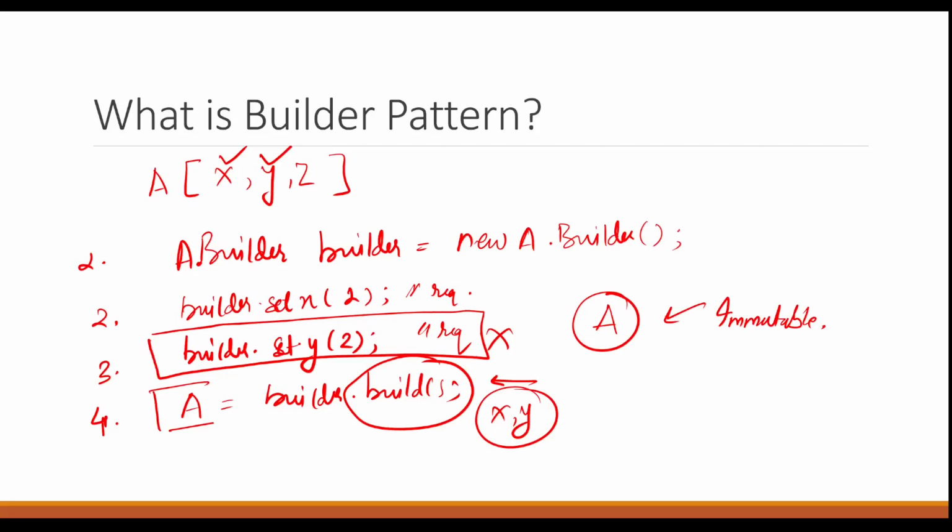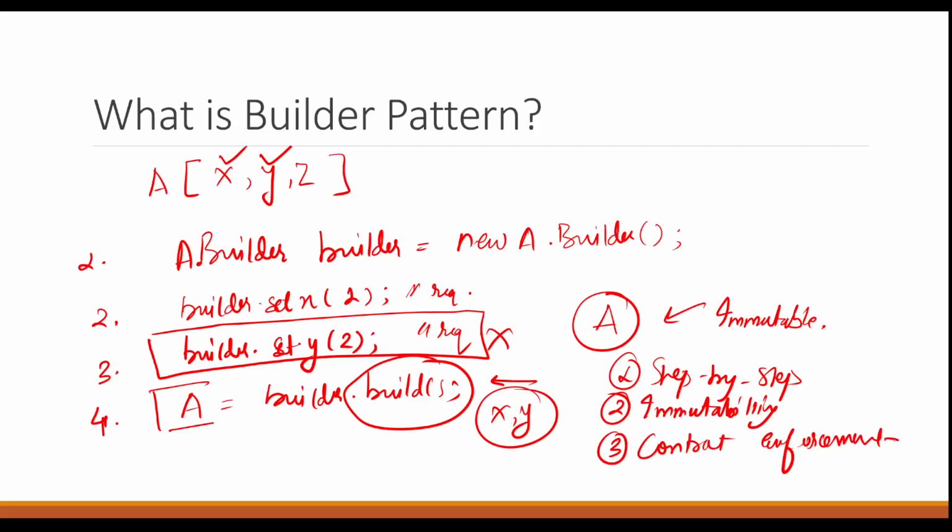So the builder pattern, as you can now see, summarizes the creation of an object in three manners, as I have mentioned before. The first is step-by-step creation, the second is immutability, and the third is contract enforcement. So the builder pattern makes sure that you have the creation of an object in all of these three manners. Now we will go ahead and talk about the implementation of a builder pattern.